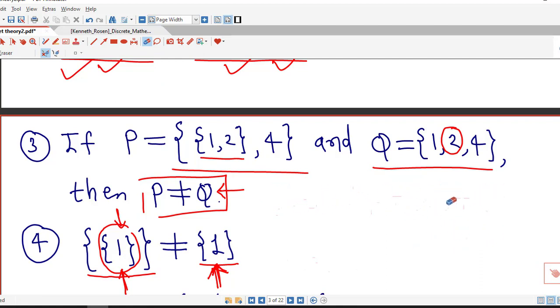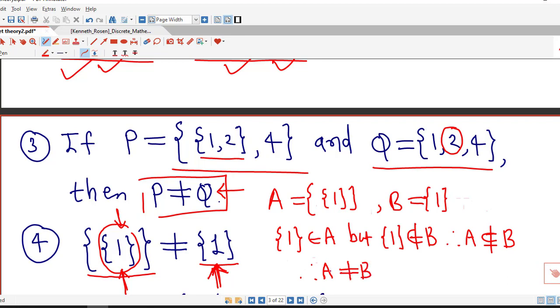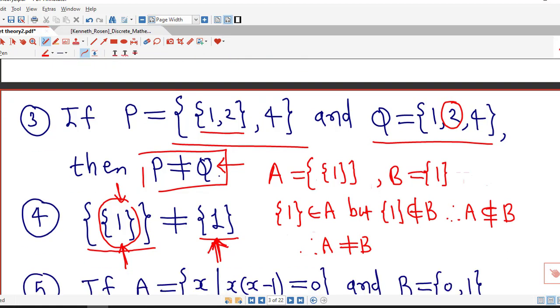And to understand this from the other side, suppose I consider A equal to the set containing 1 and B equal to the set containing 1, where this A is the set containing the set containing 1. So we can see the set containing 1 is a member of A, but the set containing 1 is not a member of B. Therefore A is not a subset of B, and therefore A and B are not equal. So in this way we can decide whether two sets are equal or not.